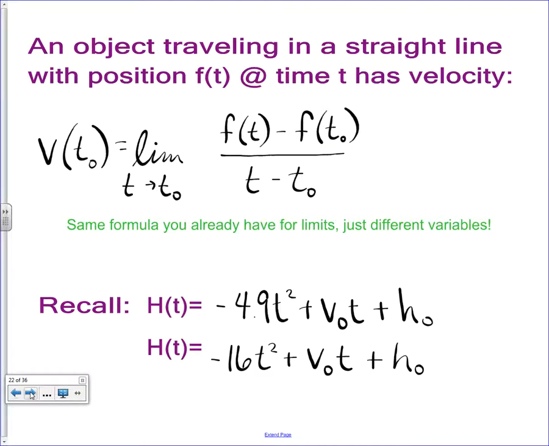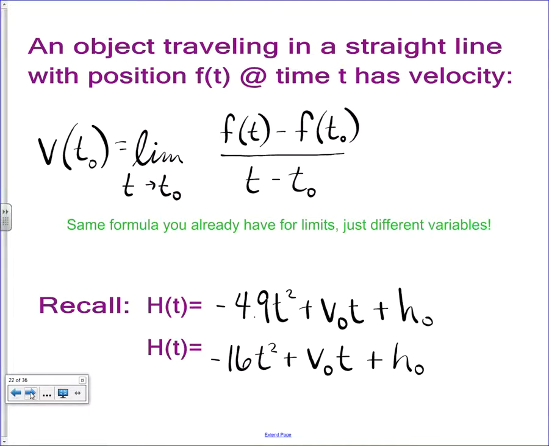Velocity is a speed. Speed is a rate of change. Rate of change is a slope. So we're finding the exact same thing, except this time, there's going to be a situation that goes with it. And I need to remind you of these h of t formulas. We use negative 4.9 with which unit? Meters.